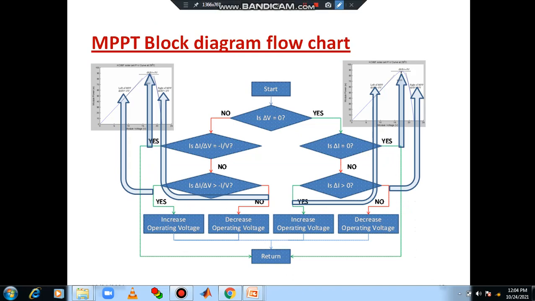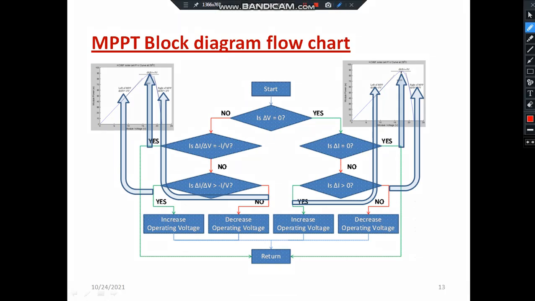Next is the MPP optimization. Here I have used the ICA algorithm, the incremental conductance algorithm. You will get the maximum power point when the incremental conductance is equal to the negative of the instantaneous conductance. That means the slope at the MPP is equal to zero. That's the working principle of the incremental conductance algorithm.